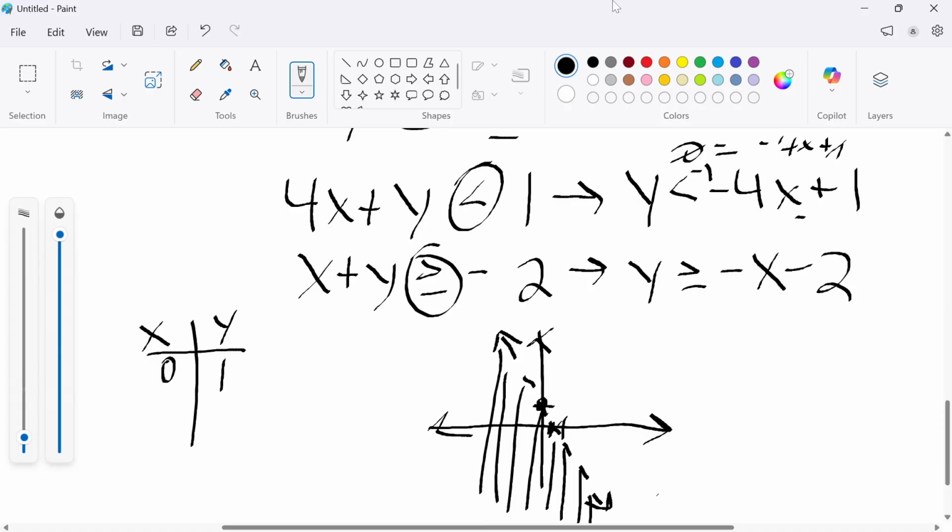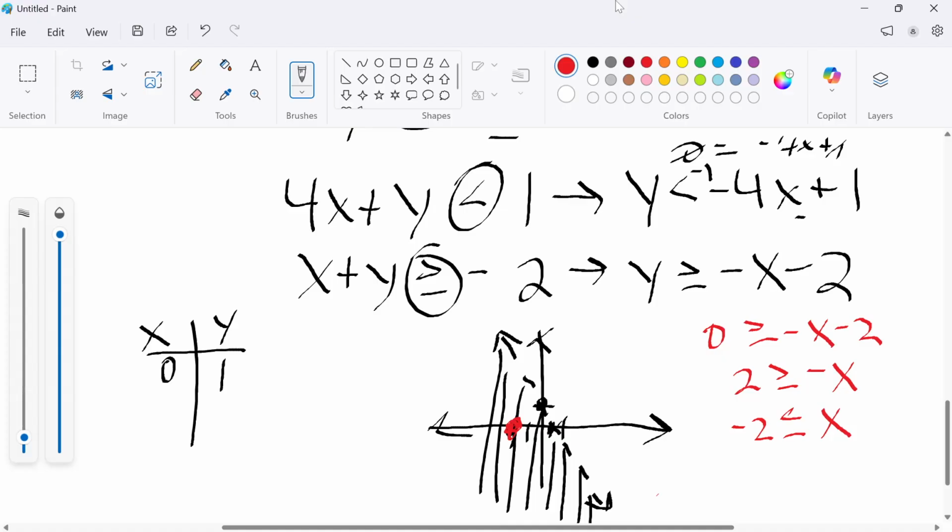And then this one, when x is 0, y is -2, so (0, -2). I'll do this one in red. How about that? It's not doing red yet. Okay. And then when y is 0, 0 is greater than or equal to -x minus 2. I add 2 to get 2 is greater than or equal to -x, and then I'm going to divide by a negative, so -2 is less than or equal to x. X is greater than or equal to -2.